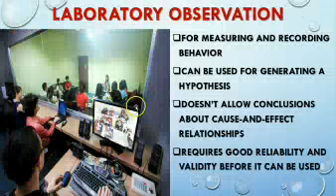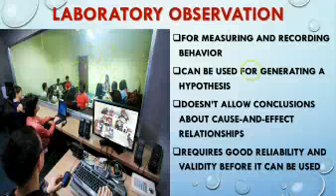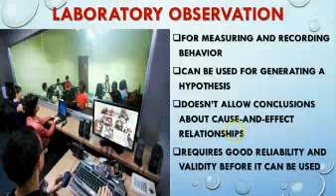Then sometimes we do laboratory observation, where we study individuals in a laboratory or group survey or group participation, where we measure and record their behavior and then observe how they behave in certain situations. It can also be used for generating a hypothesis, but laboratory observation doesn't always allow conclusions about cause and effect relationships either. And it also requires good reliability and validity before it can be used.